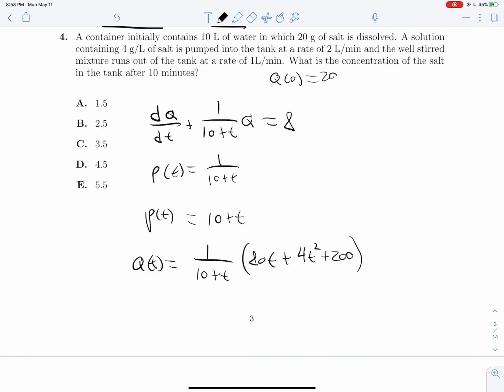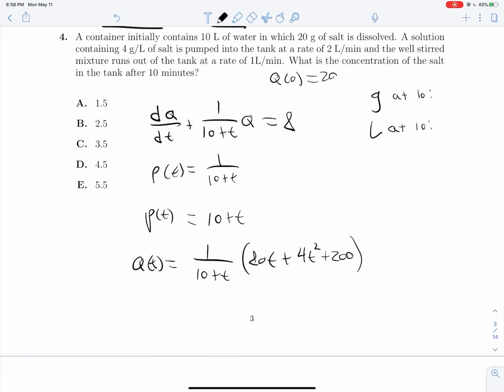Okay, so we're looking for the concentration of salt in the tank at 10 minutes. For that, we will need to know the total amount of salt in the tank at 10 minutes and the volume. So grams at 10 minutes and liters at 10. So we're solving for those two.